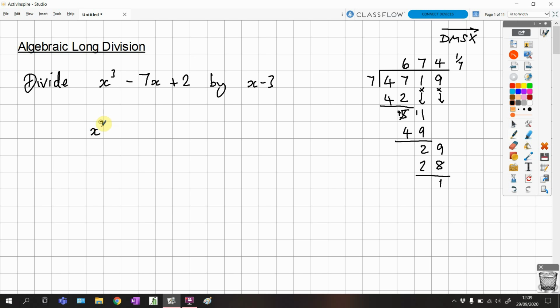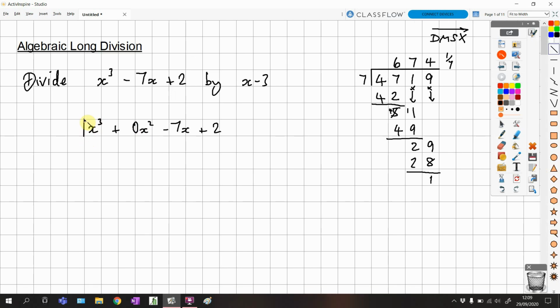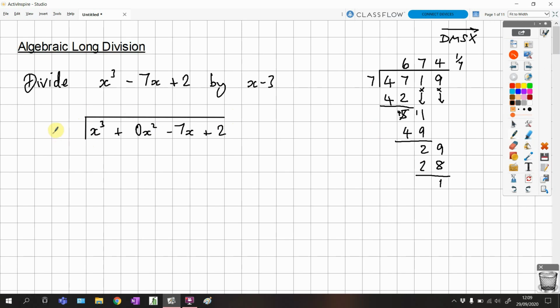When you're writing these out, make sure that you have a column available for every possible power of x, including powers of x which don't appear in the question, like x squared. So I'm actually going to write this cubic as x cubed plus 0x squared minus 7x plus 2. And we're going to divide that by x minus 3. Let's see how this goes.